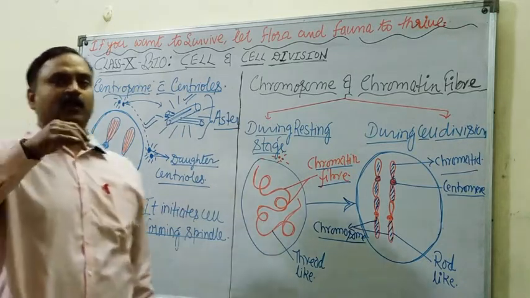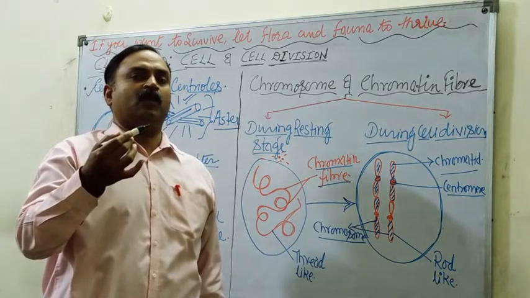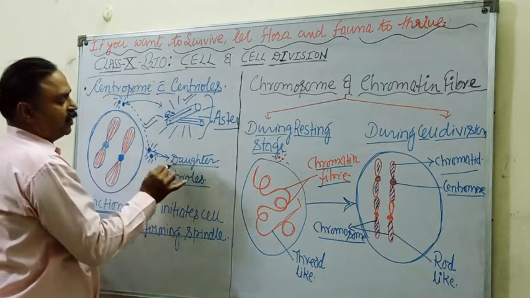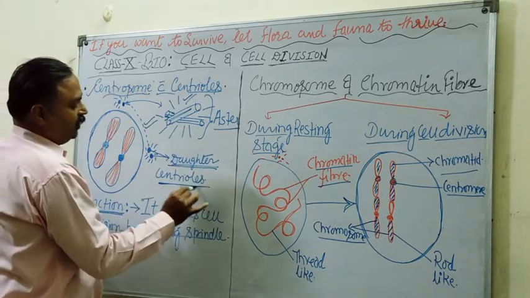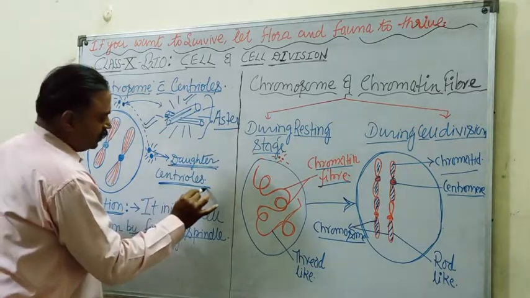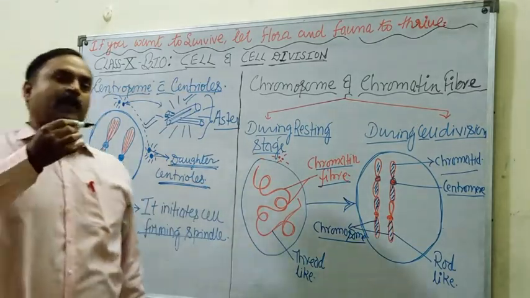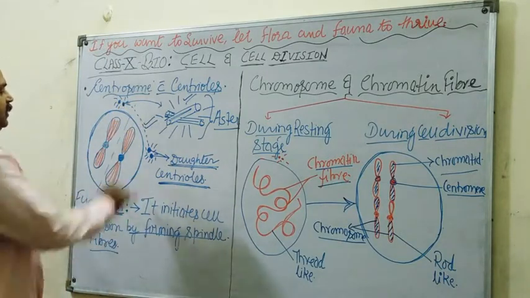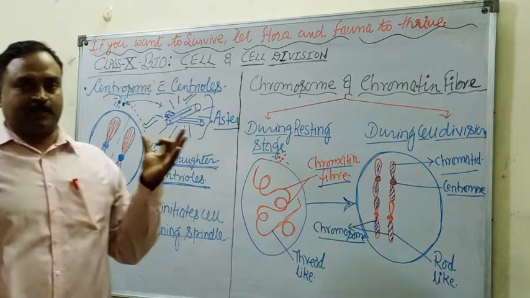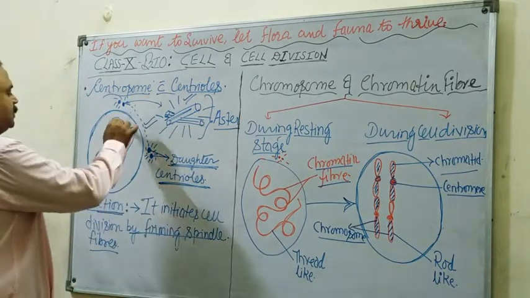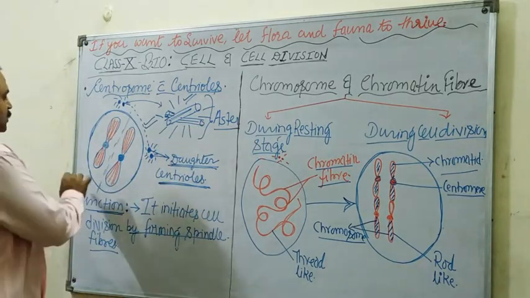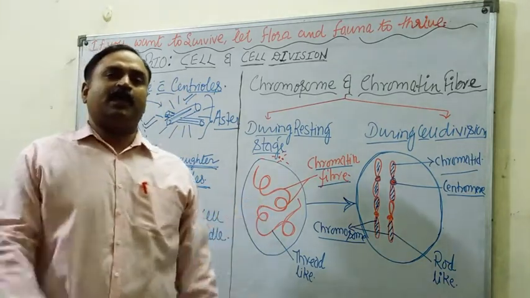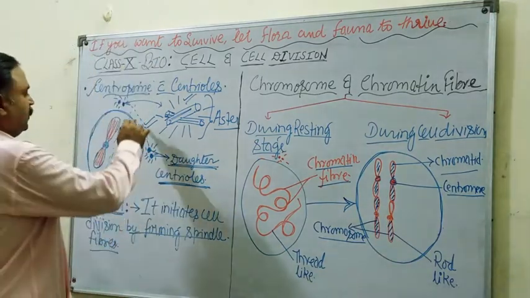That means at the beginning of the cell division, the parent centrioles divide and produce daughter centrioles. When we see this in the centrioles, we assume that the cell will start dividing now, producing two daughter cells. So we say that it initiates cell division. So what is the function of centrosome? It initiates cell division by forming spindle fibers.